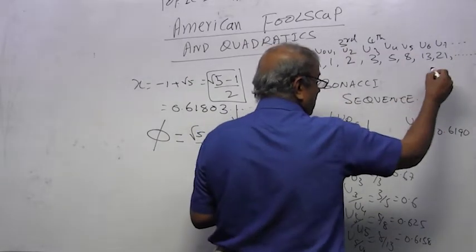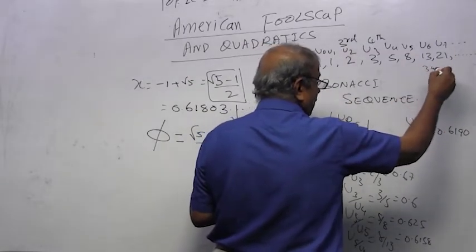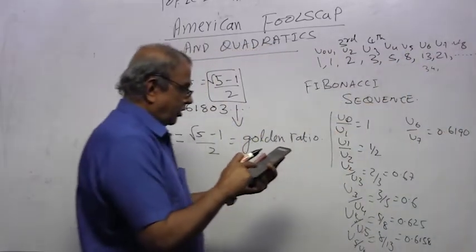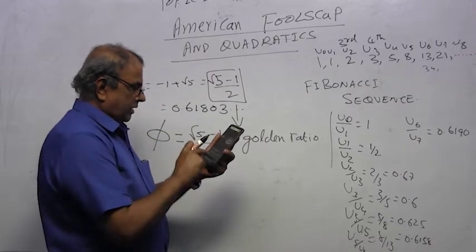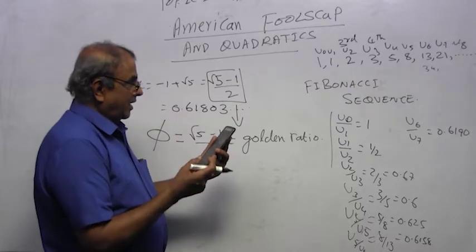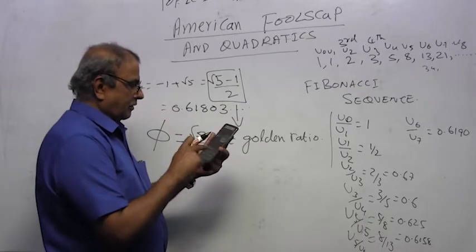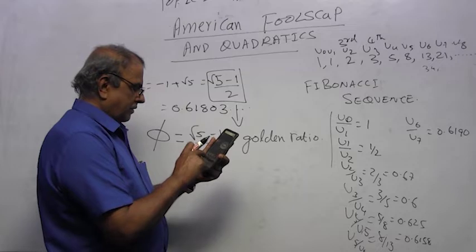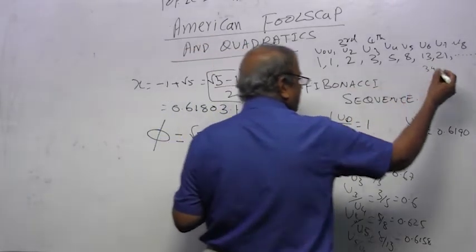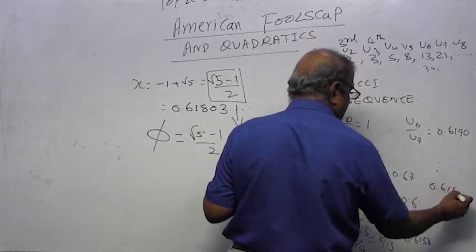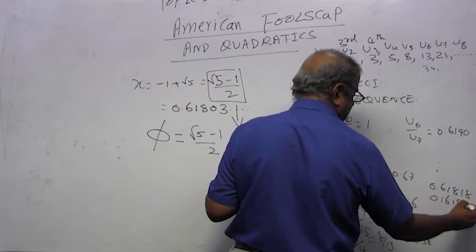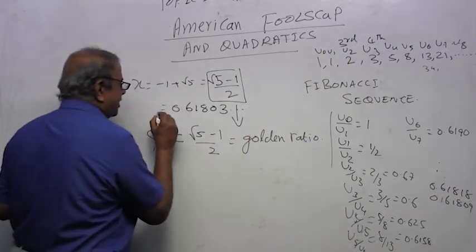What's the next number? 21 plus 10, 31 plus 3, 34, right? Because U8 will be the sum of the previous two. So just out of interest, 21 over 34 is 0.6176. And then 34 plus 20, 54 plus 1, 55. So 34 divided by 55, 0.618. If you find the next two ratios, I get 0.618, 0.618, 0.6180. Can you see that there?